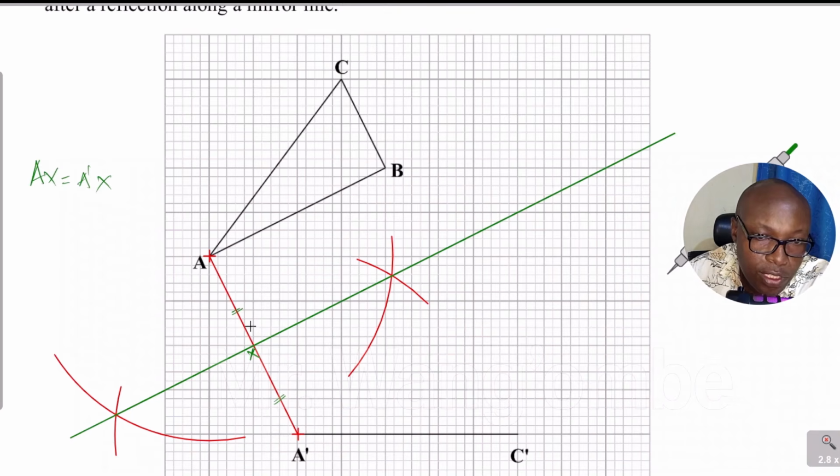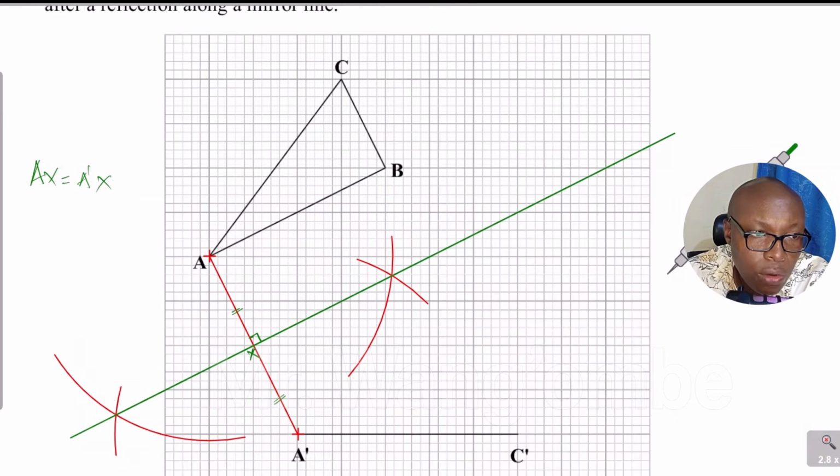That distance is supposed to be the same, and that is what is going to guide us when we are getting the point B prime. Another thing that is going to guide us is that the line joining object and image should meet the mirror line at 90 degrees. If you look at A prime, that line is intersecting the mirror line at 90 degrees. So this is what you're going to do in order to get B prime.